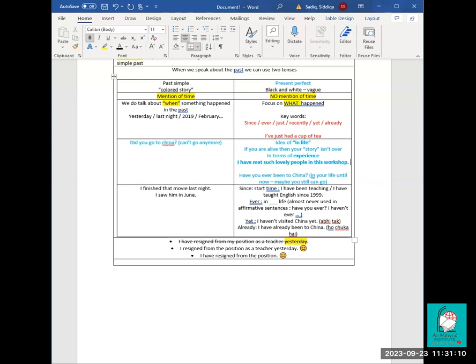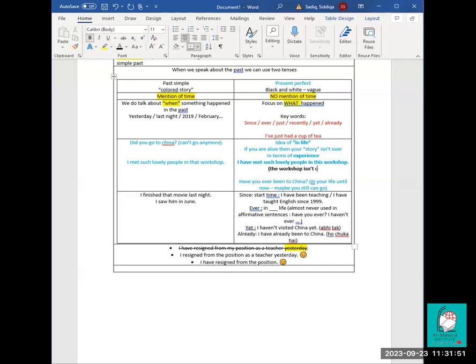I'm going to use, I have met such lovely people. But let's say that the workshop is finished. We're not going to have any more workshops, right? No more workshops. I will say I met such lovely people in that workshop, because this tells me that the workshop is finished. There will be no more workshops. You see, a big difference between the two. But if I say I have met such lovely people in this workshop, that means the workshop isn't over. We're still going to have more workshops.